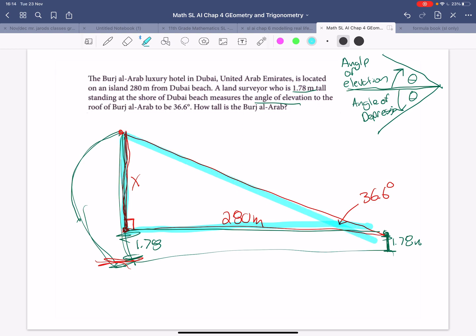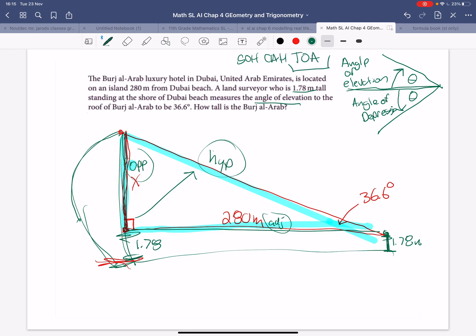Right triangle. We know this side right here is the opposite side. This side right here is adjacent. This side across here is the hypotenuse. We're not even worried about that. Okay, so we're going to use adjacent and opposite, and we go SOH CAH TOA, and that means we're going to use tangent.